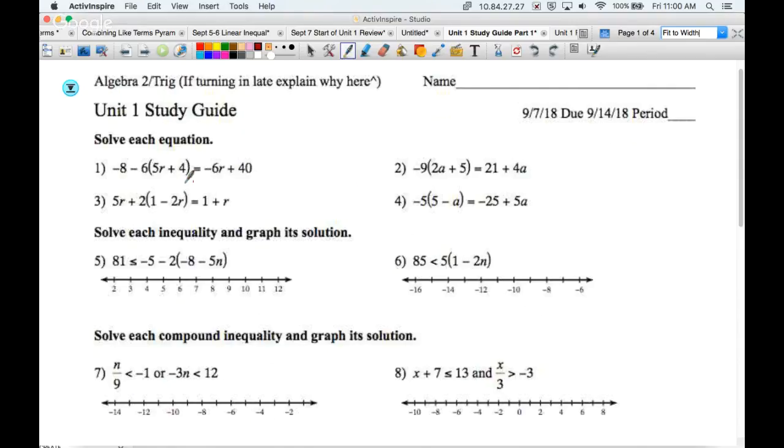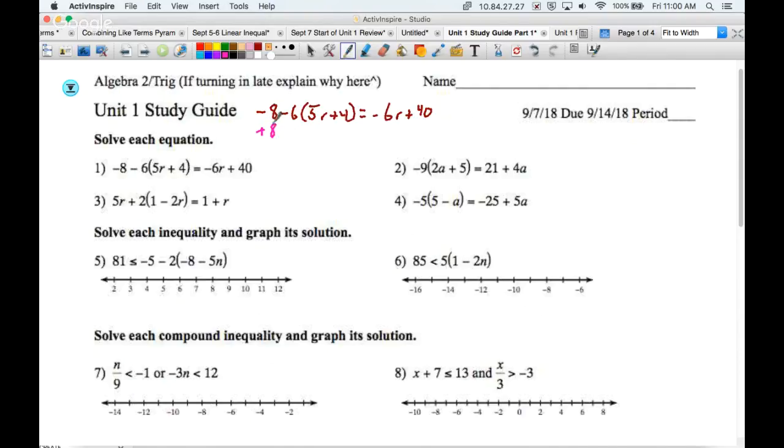All right, starting with problem number 1, we're being asked to solve each equation. What we want to do when we're solving these equations is first simplify by distributing and combining like terms, and then look to isolate our variable on one side of the equal sign. Now there's no one right way to do these problems. Sometimes it's a better idea to distribute, sometimes it's a better idea to divide away a coefficient.